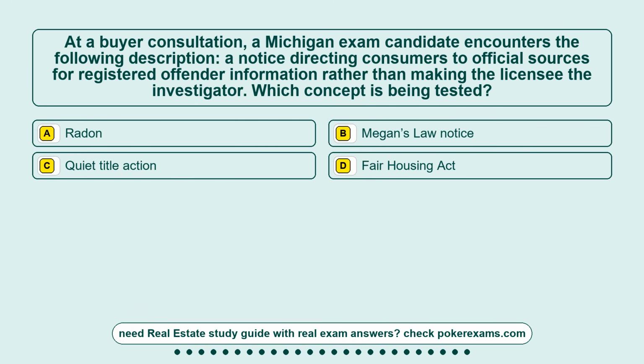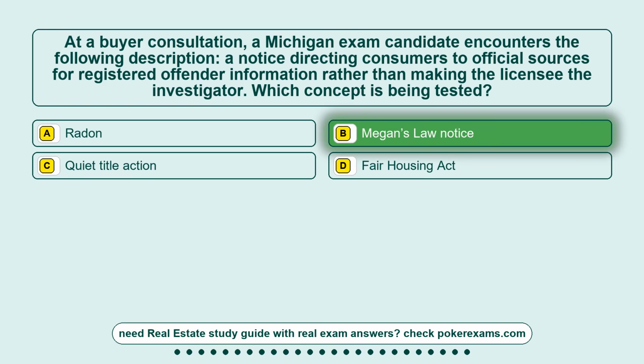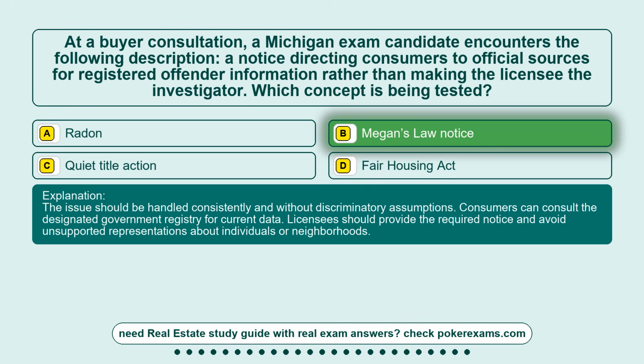Question 10. At a buyer consultation, a Michigan exam candidate encounters the following description: a notice directing consumers to official sources for registered offender information rather than making the licensee the investigator. Which concept is being tested? Option A. Radon. Option B. Megan's Law Notice. Option C. Quiet Title Action. Option D. Fair Housing Act. The correct answer is option B. Megan's Law Notice. The issue should be handled consistently and without discriminatory assumptions. Consumers can consult the designated government registry for current data. Licensees should provide the required notice and avoid unsupported representations about individuals or neighborhoods.